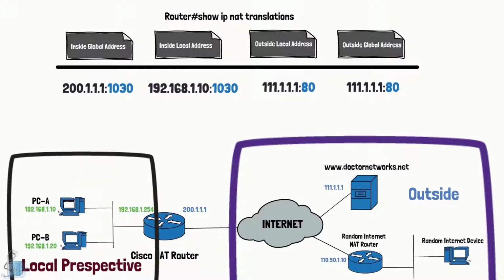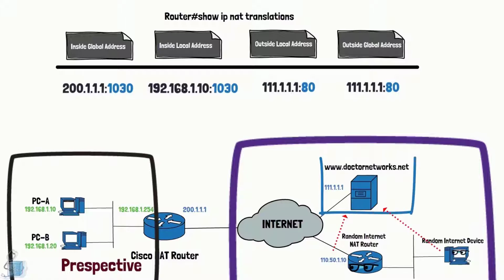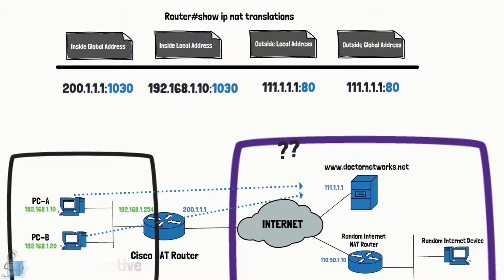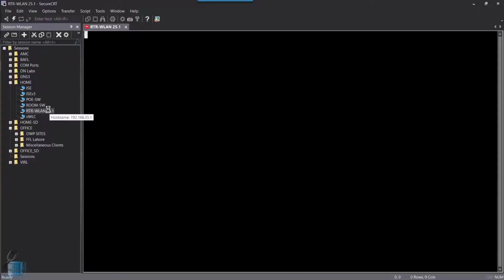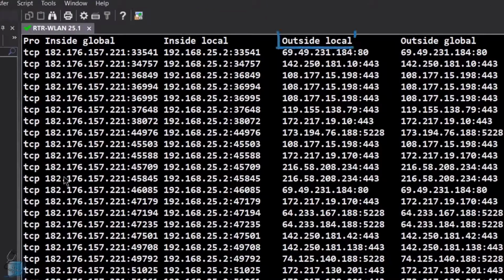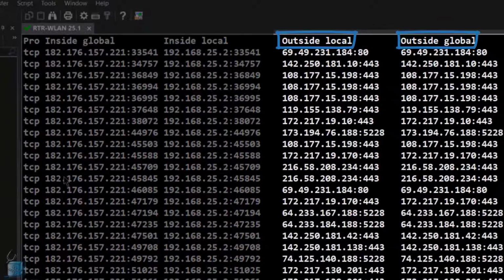Now, the confusion mainly arises here because we already have a term outside global address that basically shows the same thing, right? I mean, think about it. If everyone else on the internet sees a public IP as 111.1.1.1, aren't we gonna see the same thing as well? The answer to that is a resounding yes. And that is the reason if you look at Cisco's show IP NAT translations command, both outside local and outside global have the same IPs and port numbers.